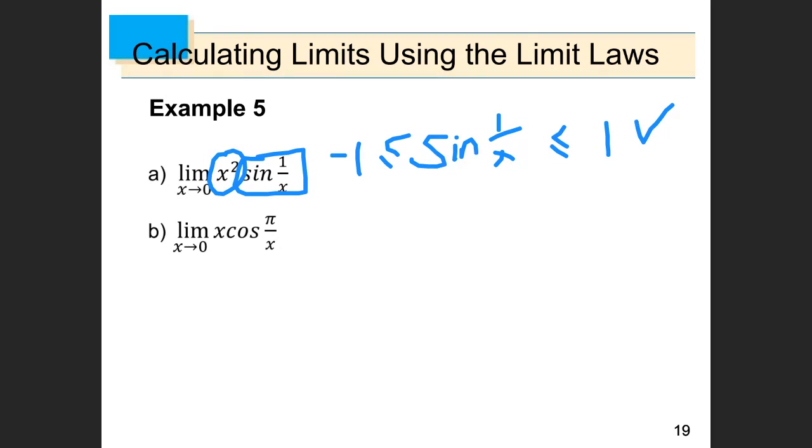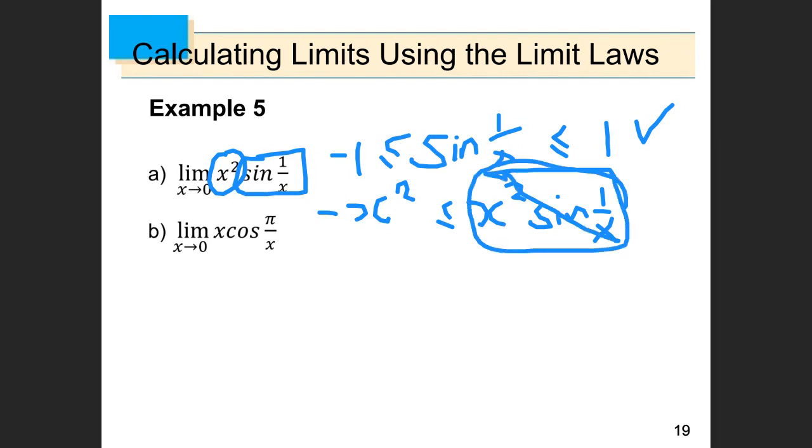So in that case, I'm going to have on the left hand side -1 times x squared, which is just minus x squared, is less than or equal to, in the middle, the original function that was given to us, the f of x function, which is x squared times sine of 1 over x. Remember, I'm doing this because at the end of the day, I'm looking for the limit of this middle function. So you must make sure that you multiply all through and get to this step here.